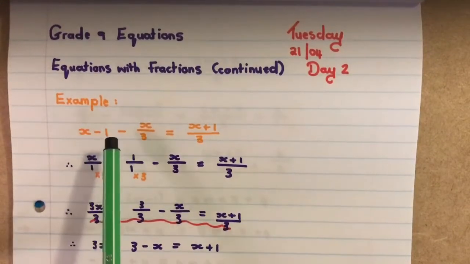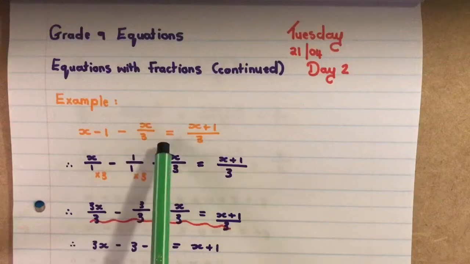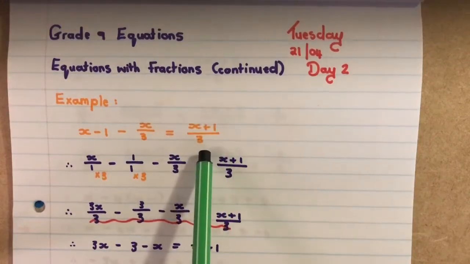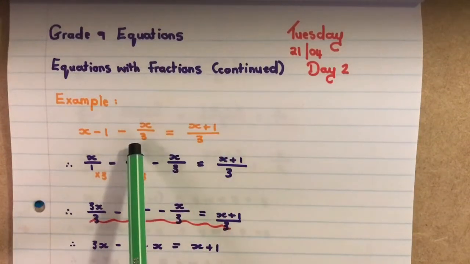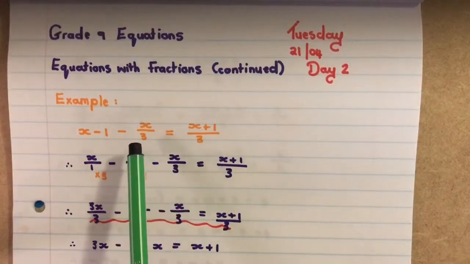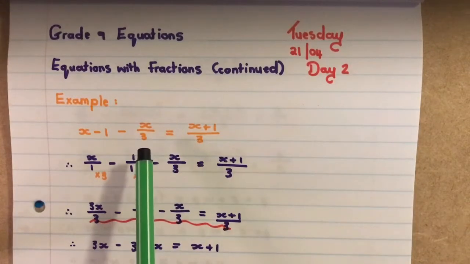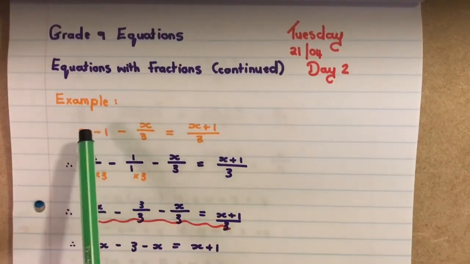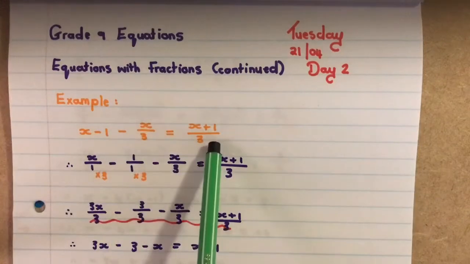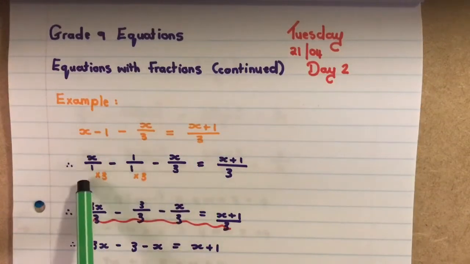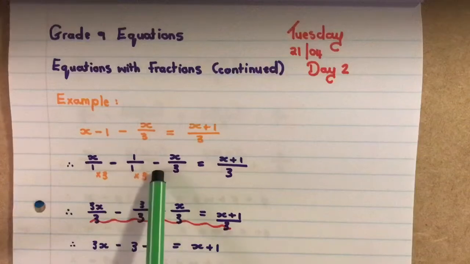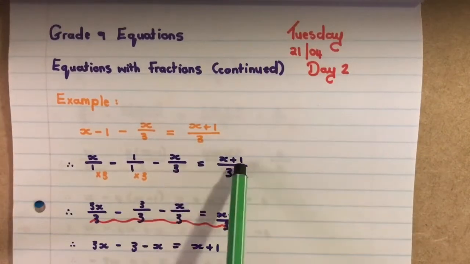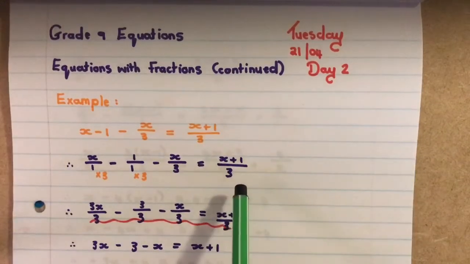x minus 1 minus x over 3 is equal to x plus 1 over 3. Right, remember what I said. If you are given a fraction, you are forced into fractions. Step 1, make each term a fraction. All right, so you're going to put x over 1 minus 1 over 1 minus, that was already a fraction, and that was also already a fraction.